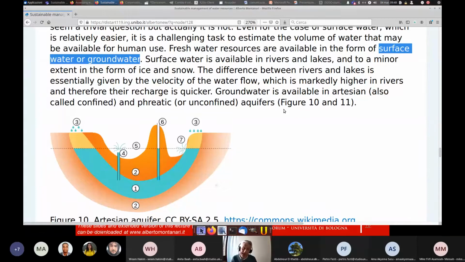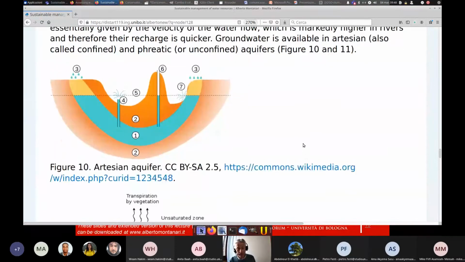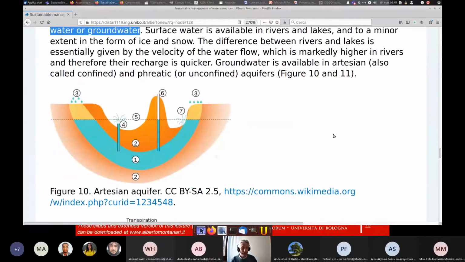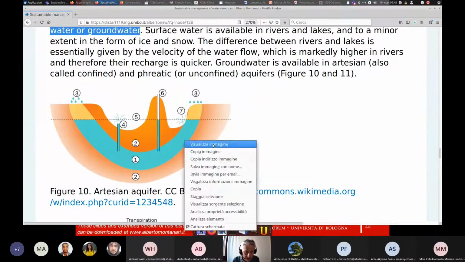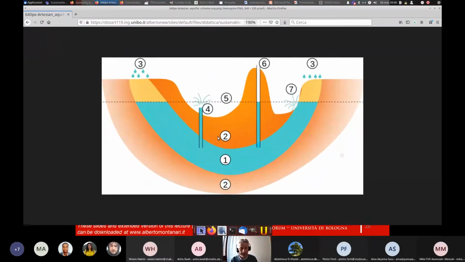In a river, you may take velocity measurements. In a groundwater aquifer, it's much more complicated. So let's try to understand a little bit more how they work. Here you see a picture of an aquifer. Look at this image, which I put on the screen and I magnify it.